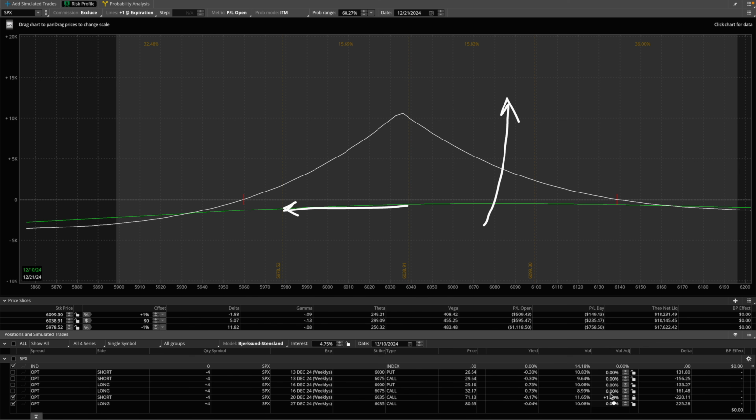If that increase in implied volatility, in this case here 1%, only affects the expiration in which I am short, that is not good. The reason that's happening is because the implied volatility for this expiration, December 20th, would be increasing the price of the 6035 call that I'm currently short. That is not something I want to happen.